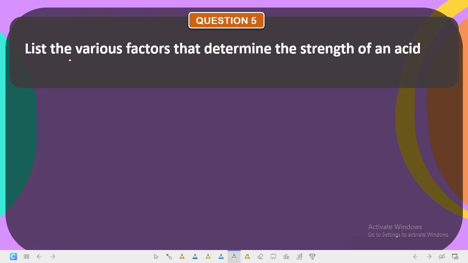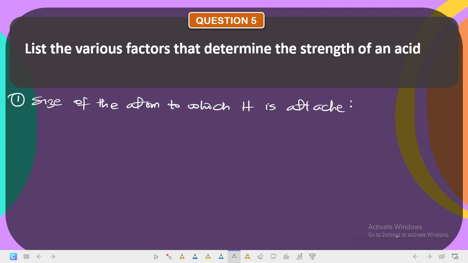The next question. List the various factors that determine the strength of an acid. Now, the factors that determine the strength of an acid are: 1. The size of the atom to which the proton is attached. That is 1, the size of the atom to which hydrogen is attached.